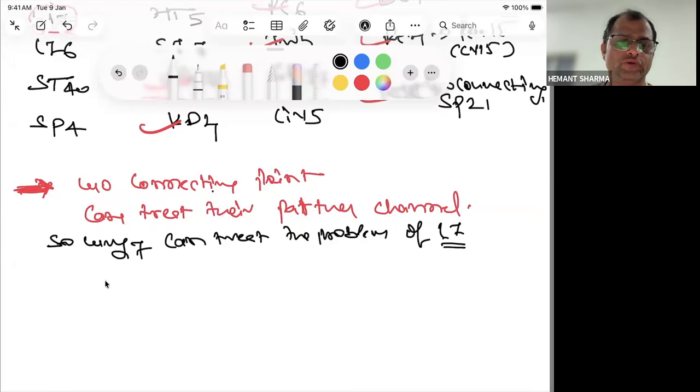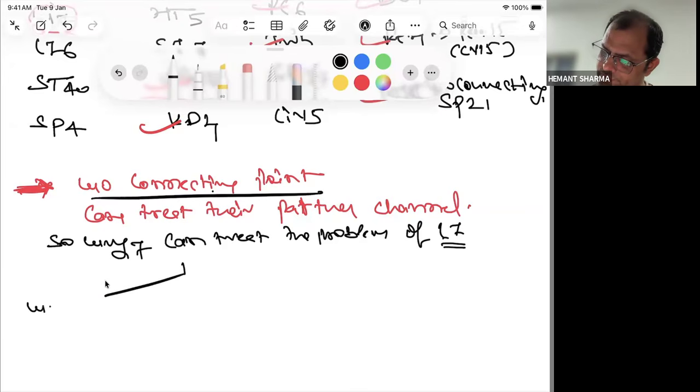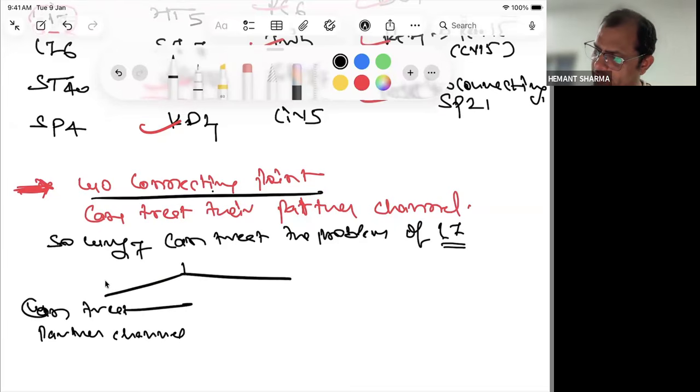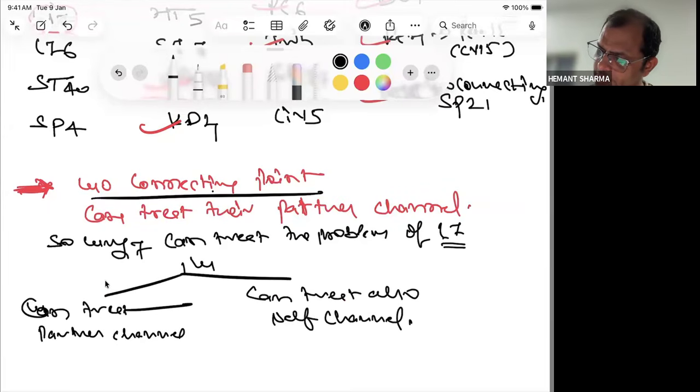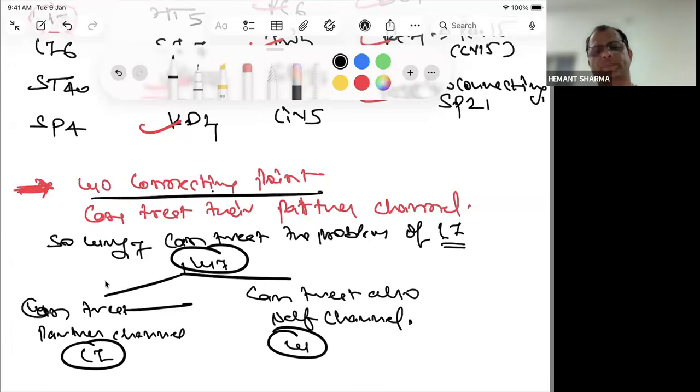Now one more piece of information I will add today. The Leo connecting point can treat the partner channel, and the Leo connecting point can also treat its own channel. So lung 7 can treat the large intestine. Lung 7 can also treat the lungs.